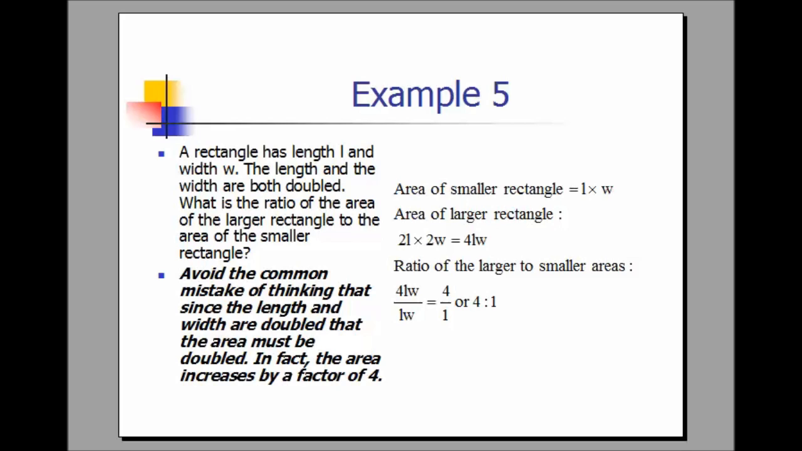The area of the smaller rectangle is L times W. The area of the larger rectangle is 2L times 2W. When we combine like terms, we have 2 times 2 times L times W, which is 4LW. Now we form a ratio. Because we're asked for the ratio of the larger rectangle to the smaller rectangle, the fraction is 4LW over LW. The LW's cancel, and we have 4 over 1, or 4:1, 4 to 1.